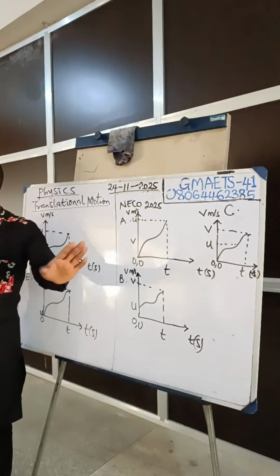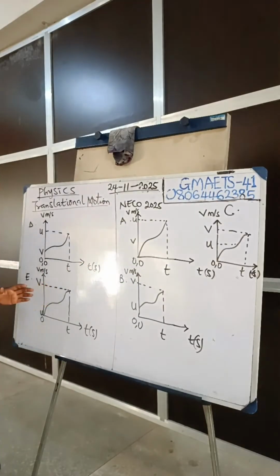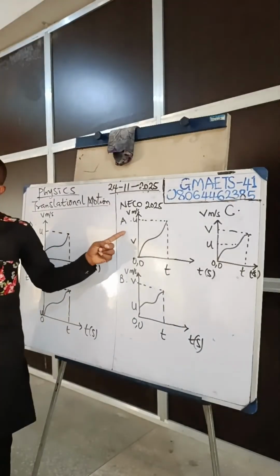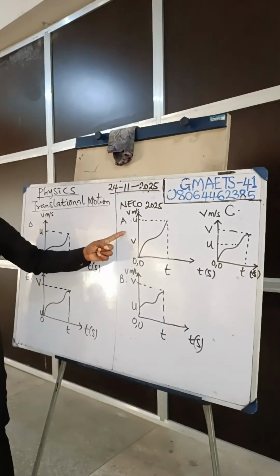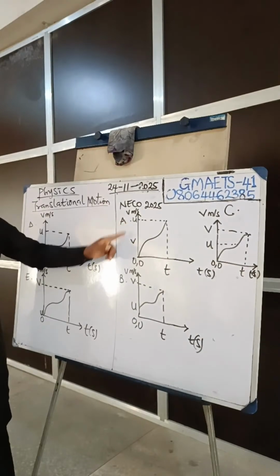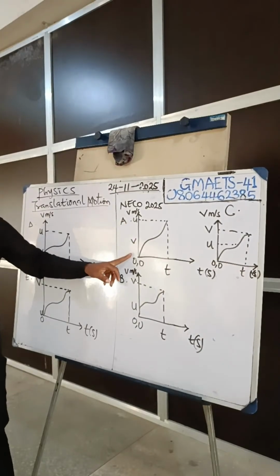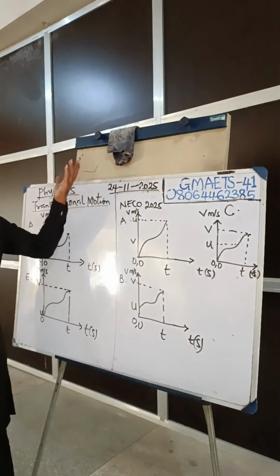Are you getting me right? Those ones, you can't consider them as part of your answer. For example, option E. Oh no, where is it? Option A. Do you think you have to think about it? No, because the final velocity is what you have below here. It makes no sense. It started with initial velocity.